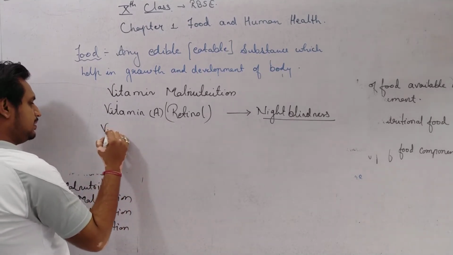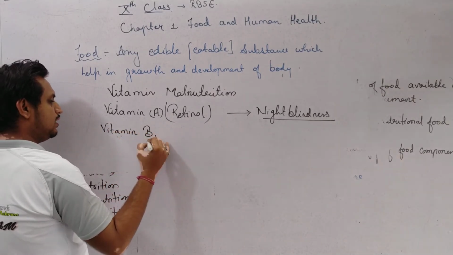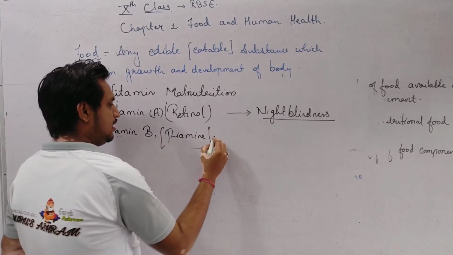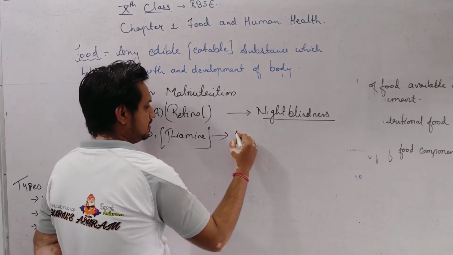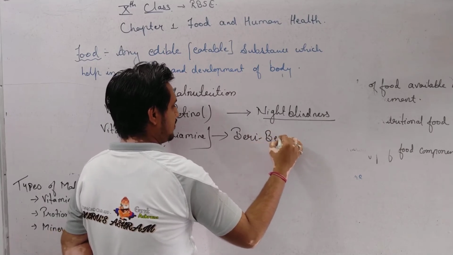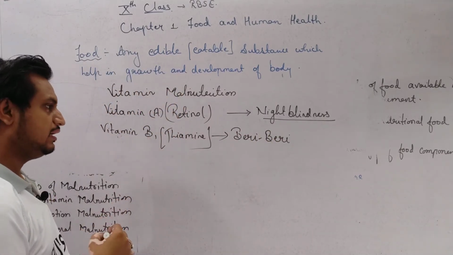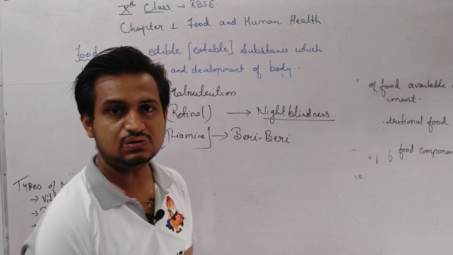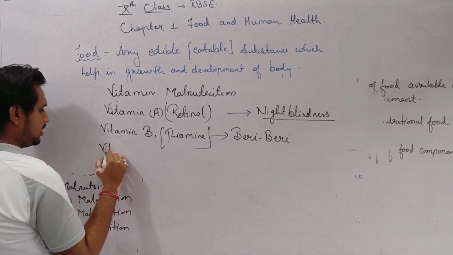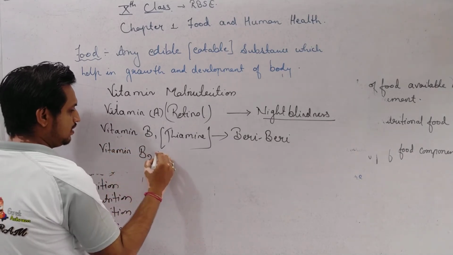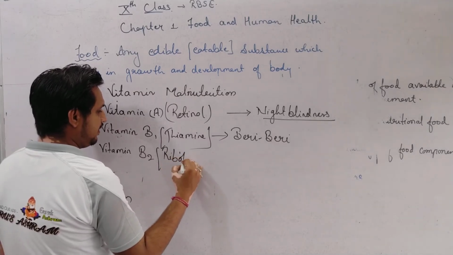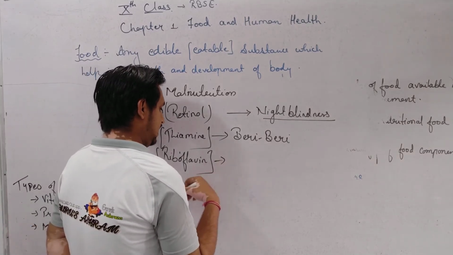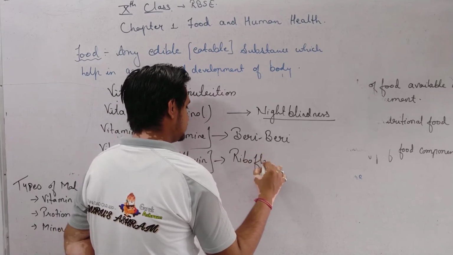Now, talking about vitamin B1, which has an alternate name of thiamine. Due to deficiency of vitamin B1, there is a disease named beriberi. In this type of disease, the nervous system is infected, and the heart rate is also slowed down. Now, talking about vitamin B2, which is known as riboflavin, and it causes the disease riboflavinosis.